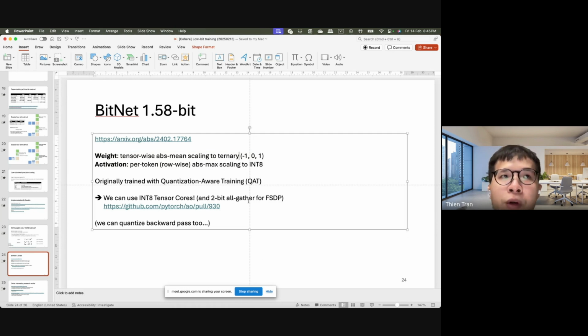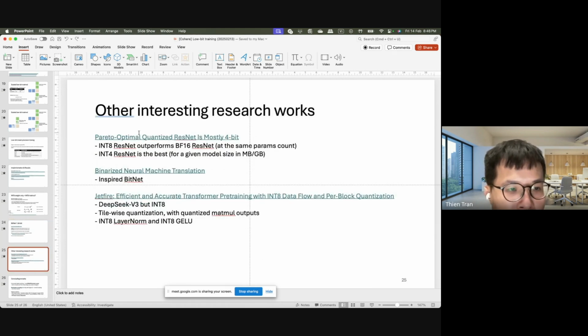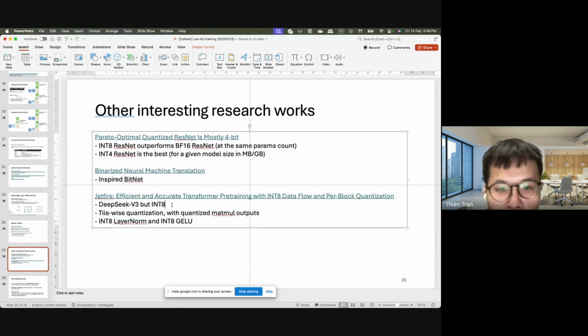So it also reduces the communication cost between the GPUs when you have very large distributed training settings. Yeah, so this one here gives some more research papers about using low bit training. One thing I want to highlight is Jetfire. Actually, this uses the same ideas as DeepSeek V3, but it's using int8.